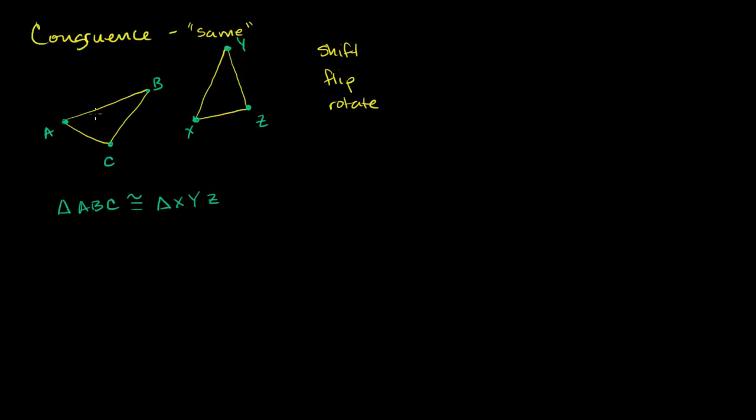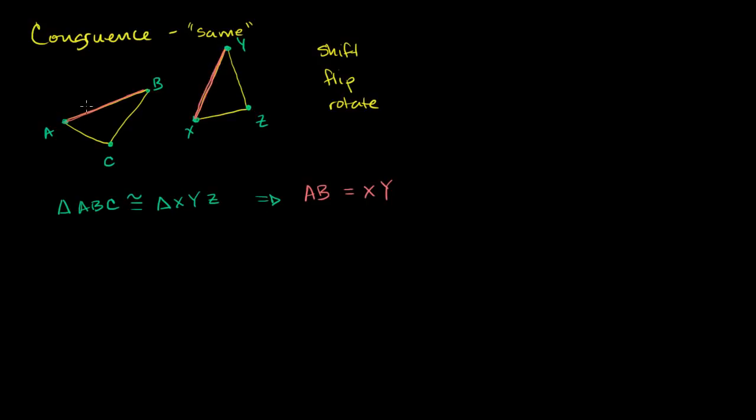That means that their corresponding sides have the same length, and their corresponding angles have the same measure. If someone tells us that this is true, then we know, for example, that AB is going to be equal to XY. The length of segment AB is going to be equal to the length of segment XY. I'm assuming that these are the corresponding sides, and you can see it by the way we've defined these triangles. A corresponds to X, B corresponds to Y, and C corresponds to Z. So side AB is going to have the same length as side XY.